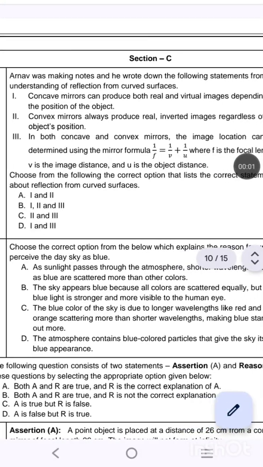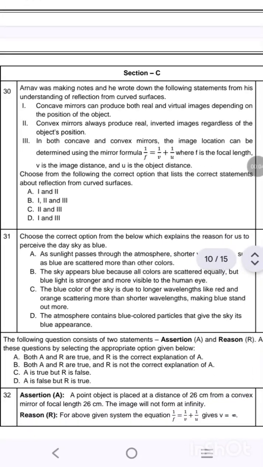Hello students, today I am going to discuss CBSE sample paper questions of class 10, the section C part, especially the physics portion. I will discuss it in this series. Class 10 and class 12, both physics will be discussed.